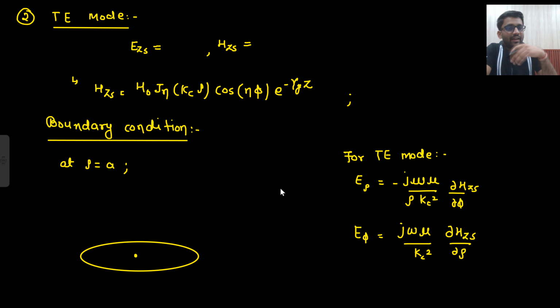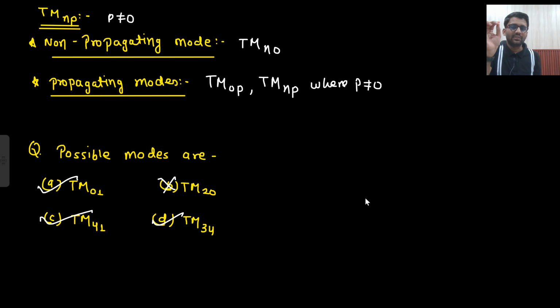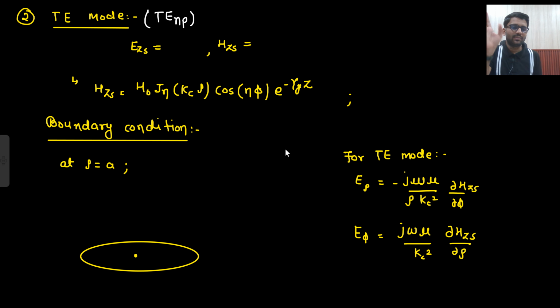So in TE mode, the electric field is transverse. So how will we represent it? TE n p. And now you must have understood why we represent it by n p, because n and p are the two defining parameters. That's why the subscript is n p only. Transverse electric means EZ is 0 and HZS is non-zero. So what is the expression of HZS? H naught Jn Kc rho cos n phi e to the power minus gamma gz.